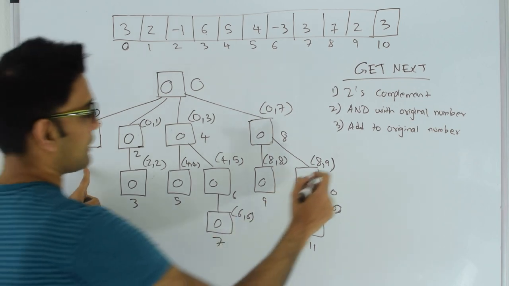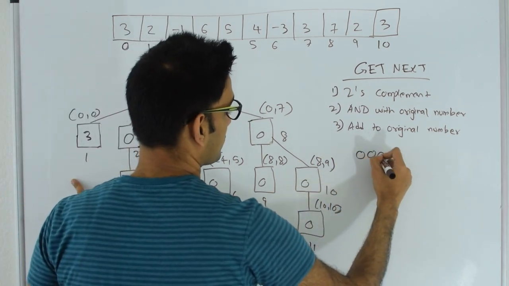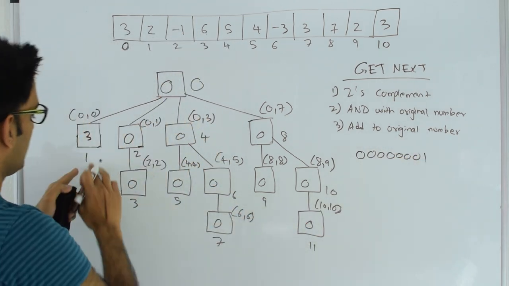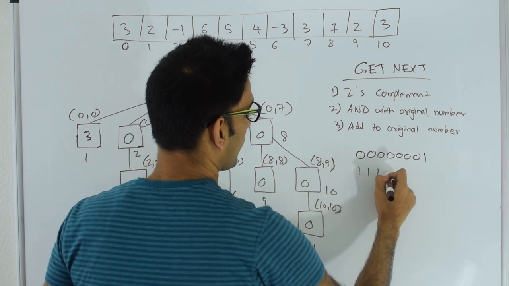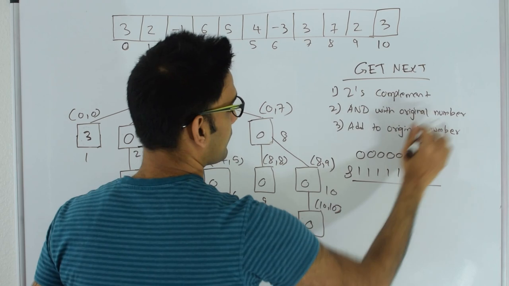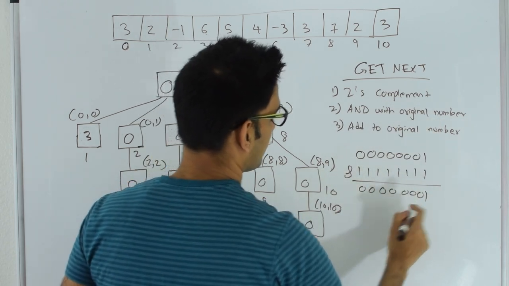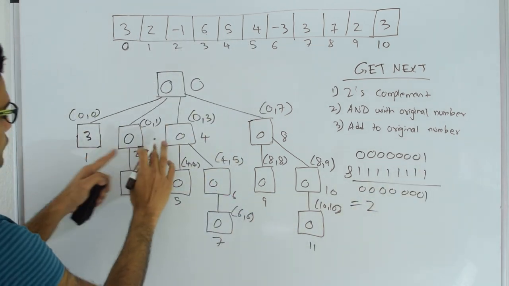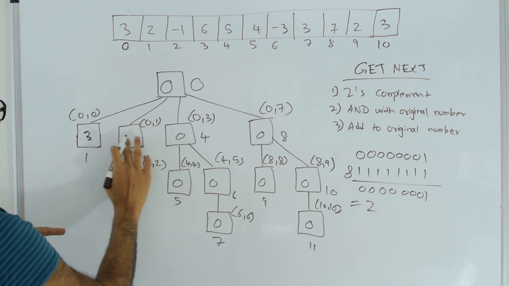The binary representation of 1 can be written as 0, 0, 0, 0, 0, 0, 0, 1, assuming that we are storing 1 byte to store this information. So 2's complement of 1 is 1, 1, 1, 1, 1, 1, 1, 1. If you AND them together, this becomes 0, 0, 0, 0, 0, 0, 0, 1. And if you add this to the original number, that becomes 2. So you go to 2, and whatever value is set at 2, you add this number to that. So this becomes 3.